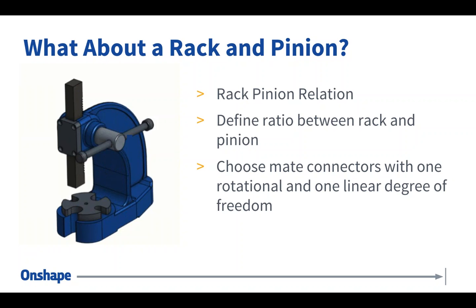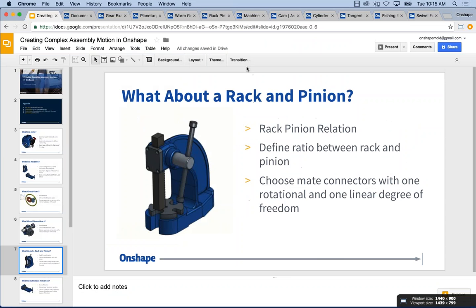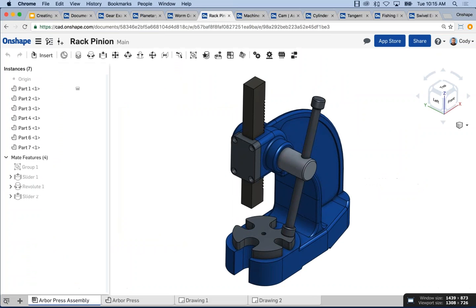The key thing here is you choose a mate connector with a rotational degree of freedom. So if you look at our arbor press example, the rotational degree of freedom is the handle, right? The handle rotates. And then 1 linear degree of freedom, right? And that's the other part in this rack pinion relation. So just keep in mind you're choosing 2 different mate connectors, one with a rotational degree of freedom, one with a linear degree of freedom. Okay. All right, so let's get into an example of this.